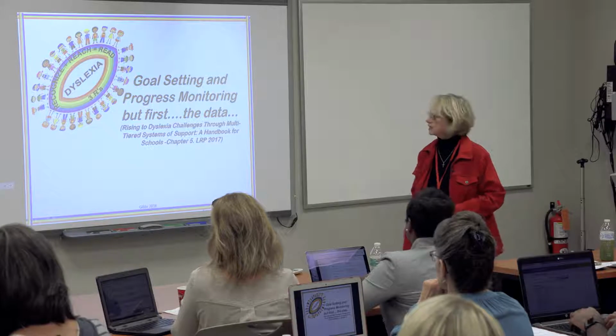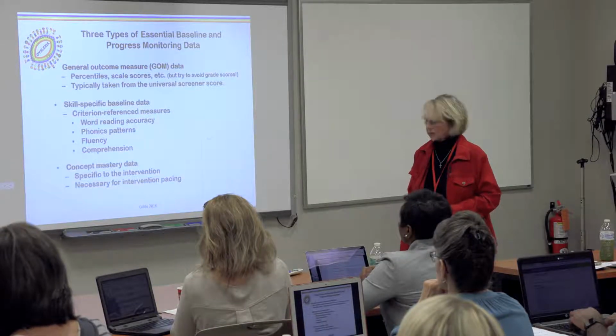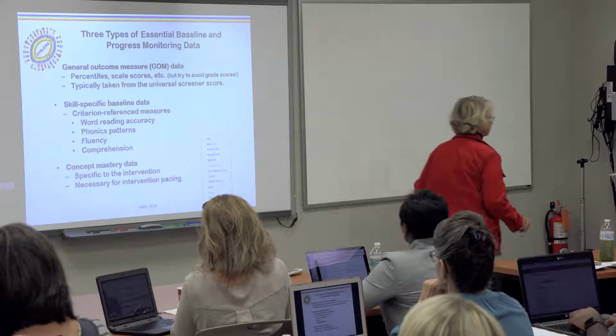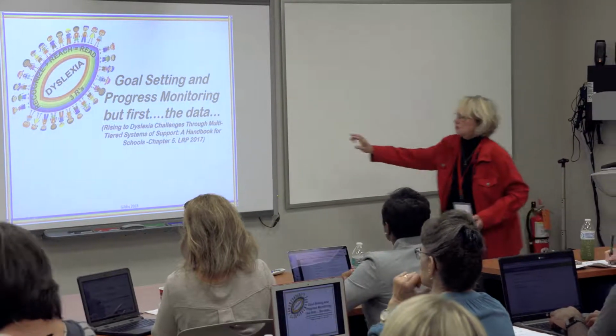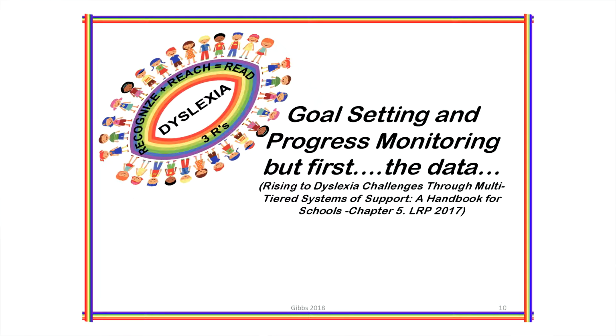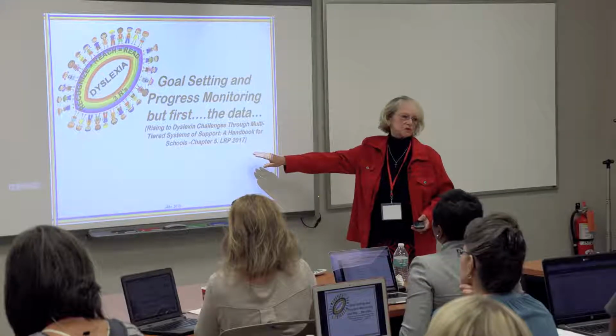So let's look at what kind of data we might want to access. Oh, and oops, if I can do this right, click again, go back. So you see right here where it says, Rising to Dyslexia Challenges Through Multi-Tiered Systems of Support, a Handbook for Schools, came out in 2017. That's the last book that I wrote. Probably the last book I will ever write.